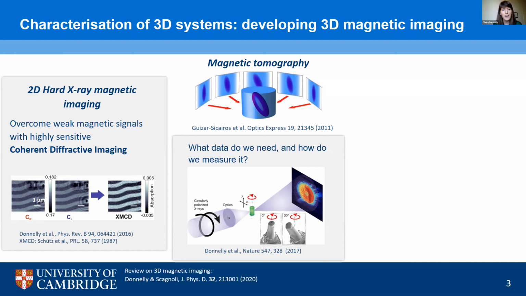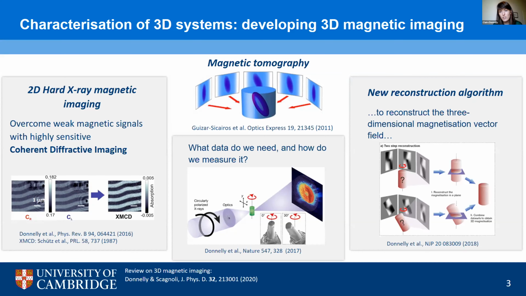So now that we have our experimental pieces of the puzzle, the imaging of the projections, and we could measure the projections that we needed in order to probe the magnetization, we needed one last piece of the puzzle, which was combining all of these to obtain the vector field. For this, we developed a new reconstruction algorithm in which we can take all of our XMCD projections measured at many, many different sample orientations and obtain a 3D map of our magnetization vector field.